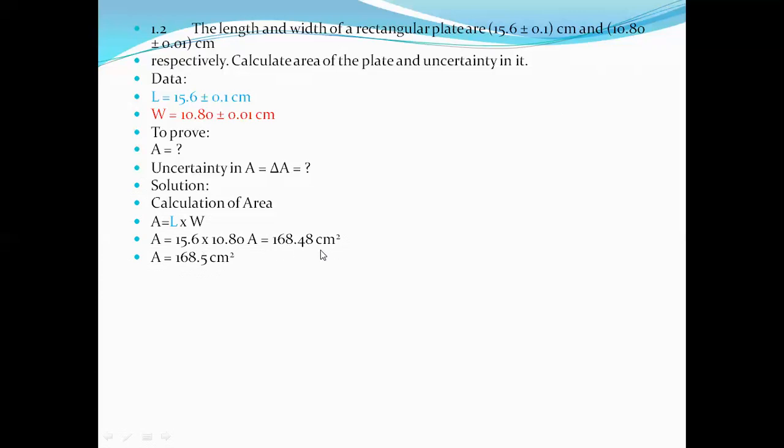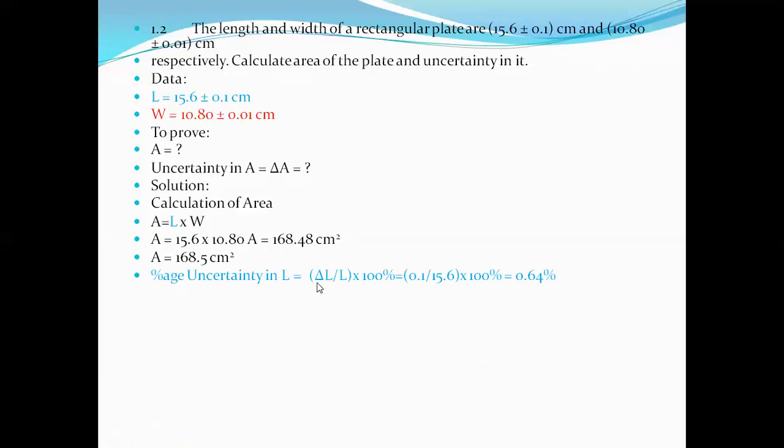168.48 centimeter cube. So the area which we know perfectly is 168.5 centimeter cube. Now for the uncertain part, we'll calculate the percentage uncertainty in the case of length.